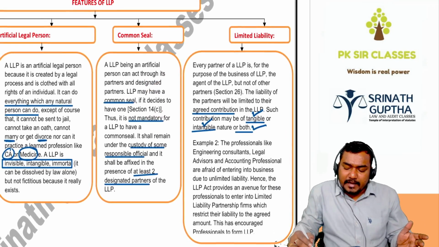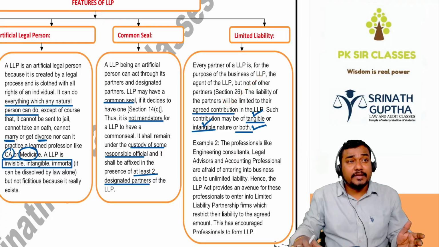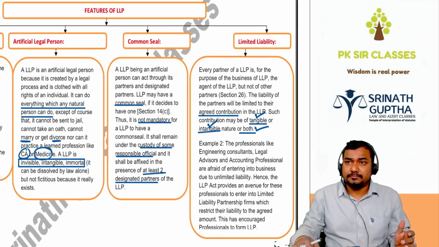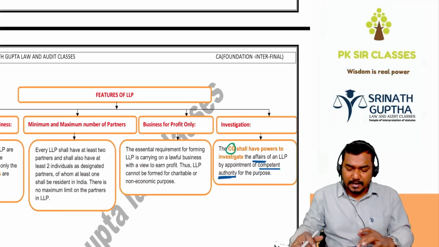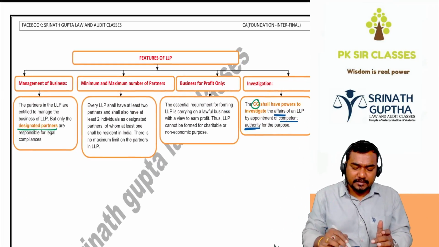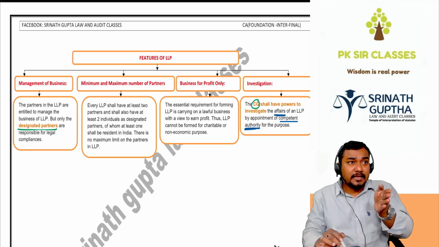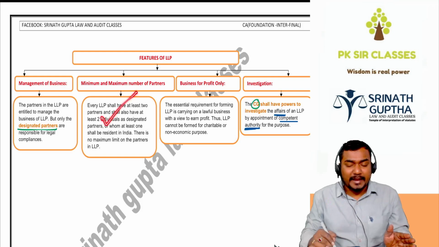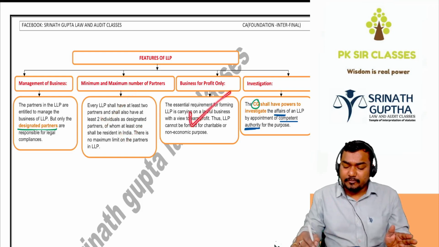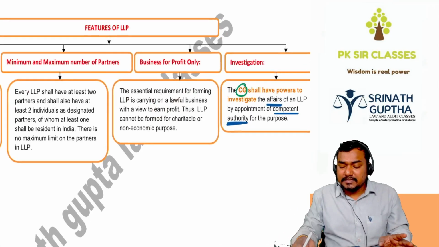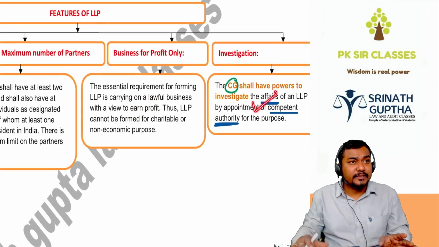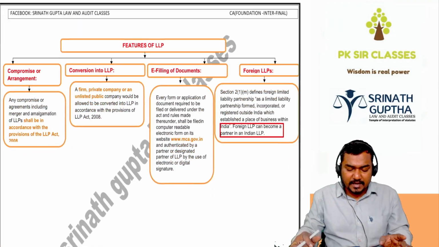Next, the liability of the partners is limited to the extent of the agreed contribution. But in case of a partnership firm, it is unlimited liability. And management of the business: a partnership is managed by the partners, but an LLP is managed by the designated partners who are designated for the management. Minimum 2 partners, maximum no limit, and it can be formed only for the purpose of business, but cannot be a charitable organization. If LLP does any wrongful activity, the Central Government has a right to investigate the affairs of the LLP.